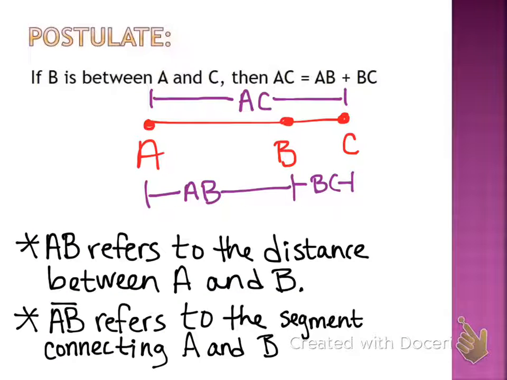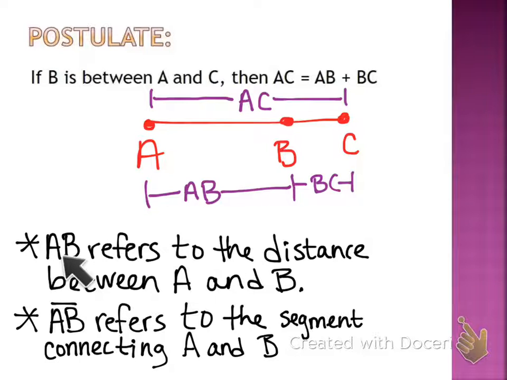Okay, our postulate for today is that if B is in between A and C, then AC is equal to AB plus BC. So we have a diagram that illustrates that. The point B is in between points A and C on a segment. So the whole length of it would be AC broken into two pieces. So down here you could replace AB with AC or BC.